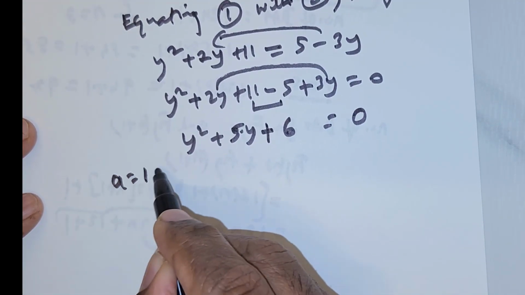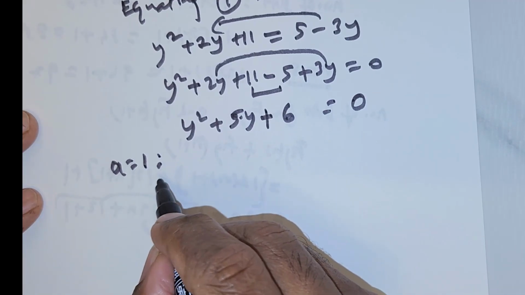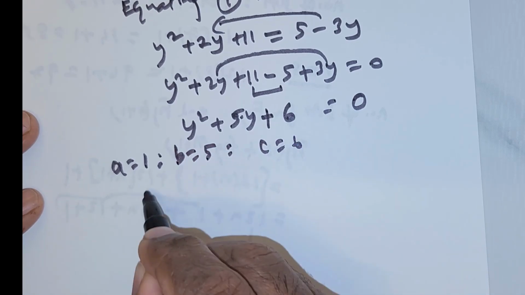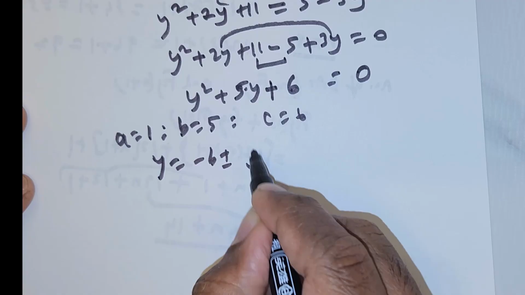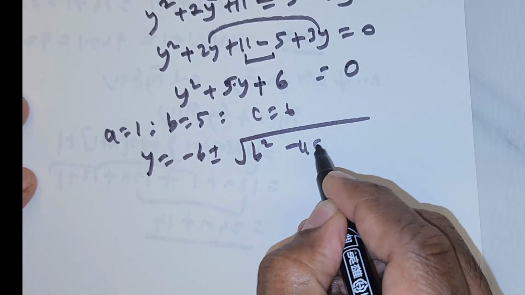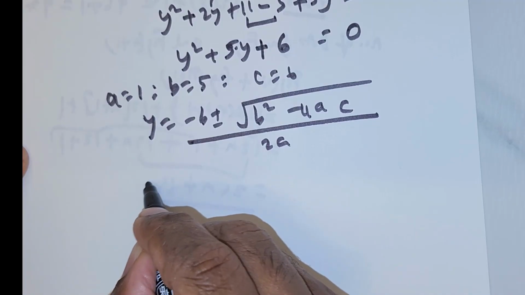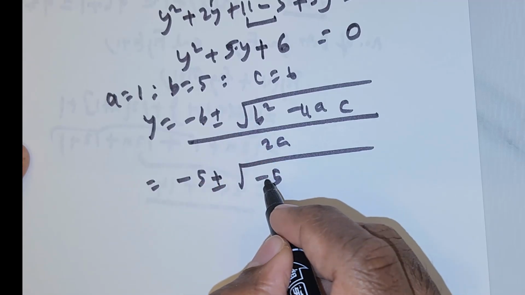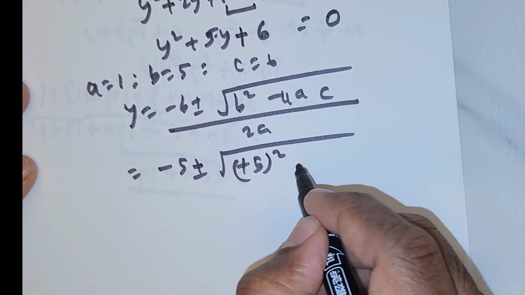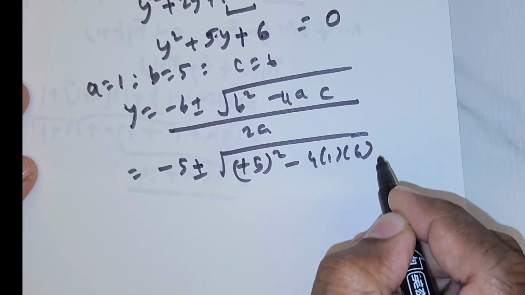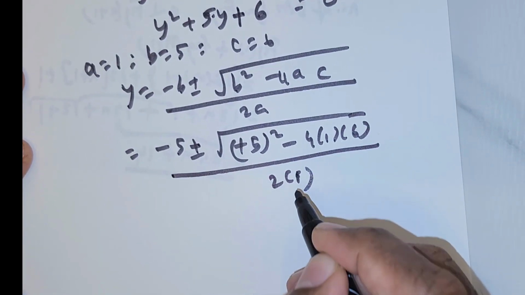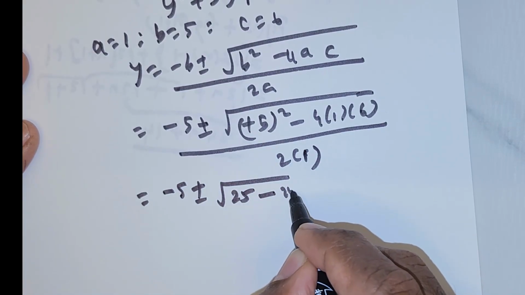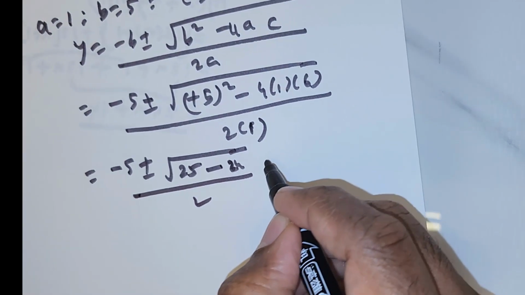Now you can use the quadratic formula. Clearly a = 1, b = 5, and c = 6, and the formula is x = (-b ± √(b² - 4ac)) / 2a. So this is -5 ± √(5² - 4 × 1 × 6), divided by 2 times a, which is 1. So this is -5 ± √(25 - 24) divided by 2.